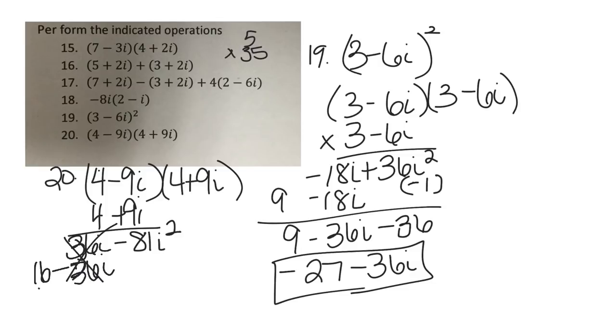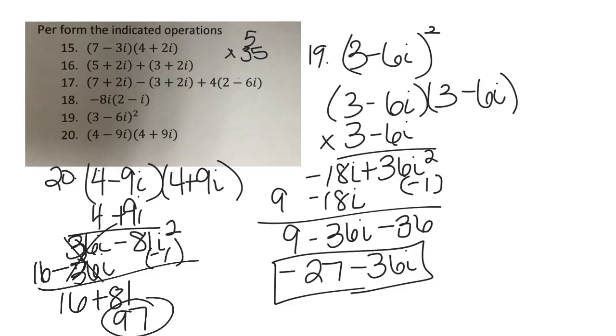So my 36i's cancel. I get 16 plus 81 because, again, i squared equals negative 1. Negative 81 times negative 1 is positive 81. And we get 97 as our final answer.